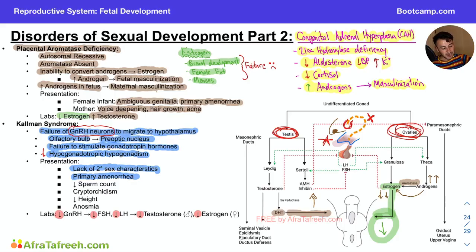Next on our list, we have decreased sperm count, and this also tracks because we know that sperm maturation and sperm production is going to be heavily dependent on levels of testosterone, which in this condition are low.